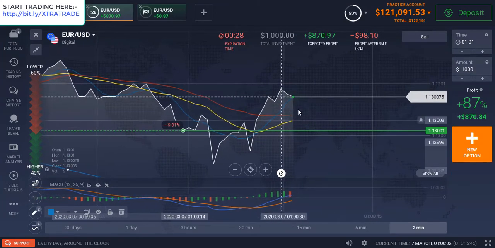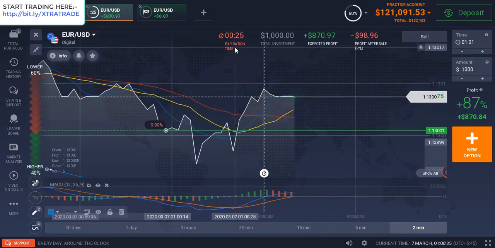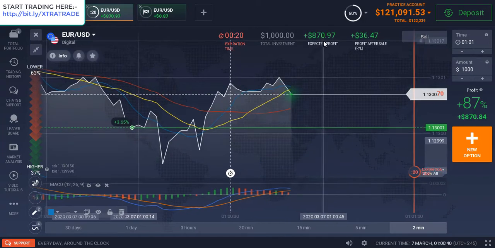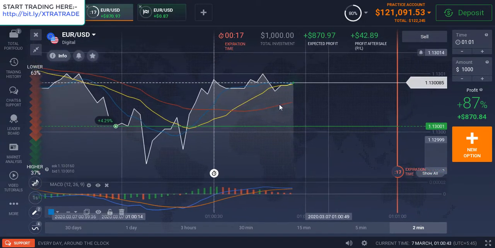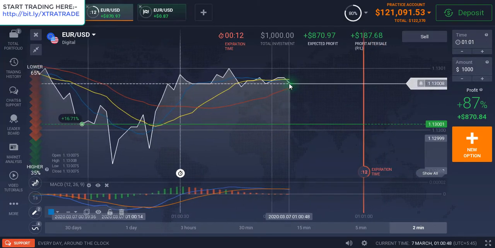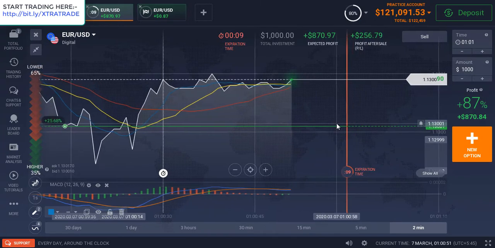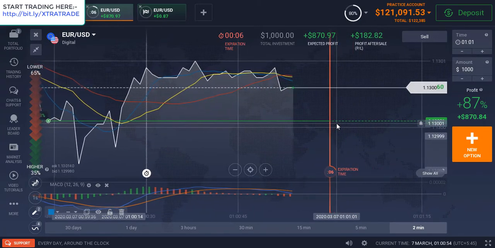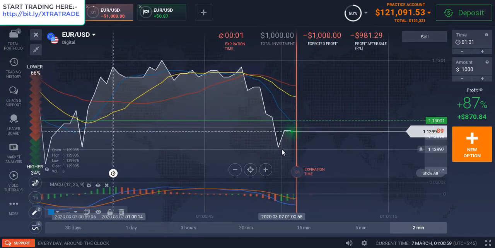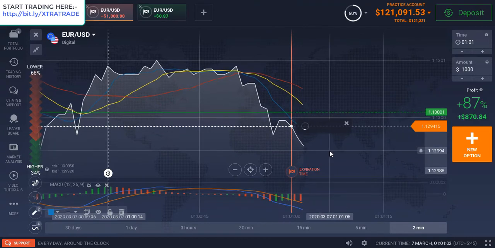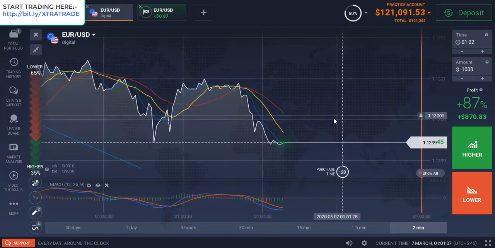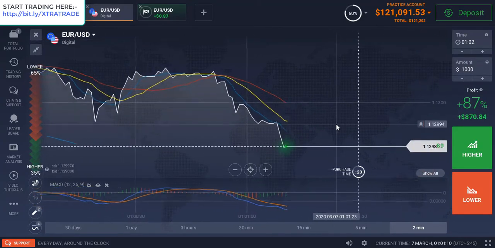Okay, so if it goes above before this expiration time, then you'll make money. You'll make $870, the expected profit, you can see. So for this example, you can see that this green dot is going above. So this means that we are going to win this, but at any time if it comes out here, then we'll make a loss. Okay, so just see, we just lost $1,000 right now. So you can see that this is very risky.